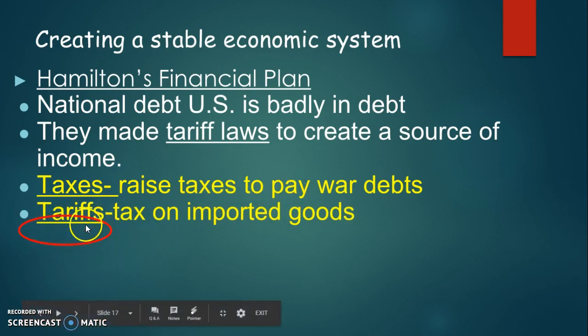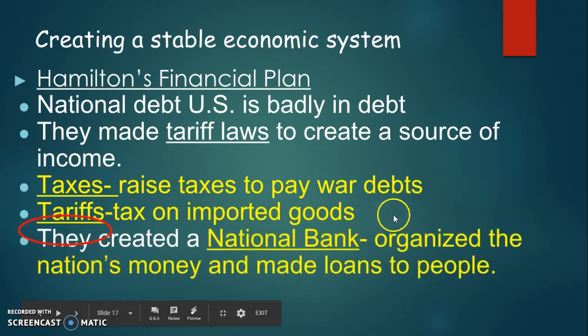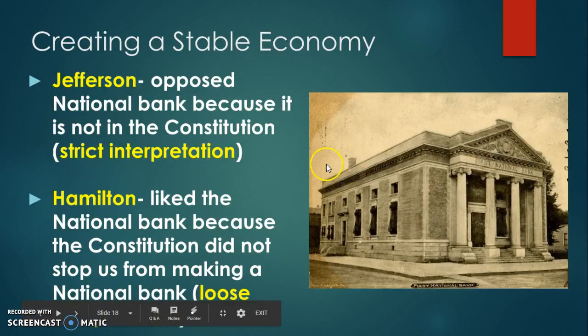Tariffs are very important. My circle's a little off. Make sure that you put a star or a circle. We're going to talk a lot about those this year. He also created a national bank. A lot of people were very angry about this national bank because it doesn't say in the Constitution that you can create one. But Hamilton says you can, because it is for the good of the country. We're going to stretch the constitutional powers just a little bit to pay back our loans.